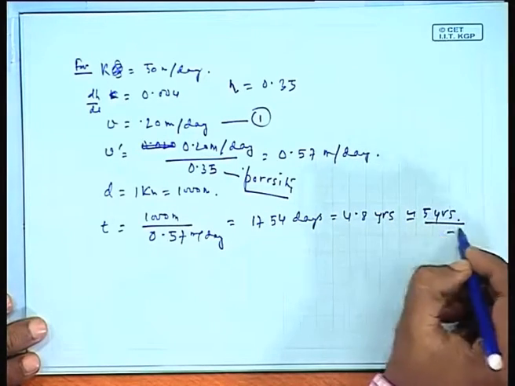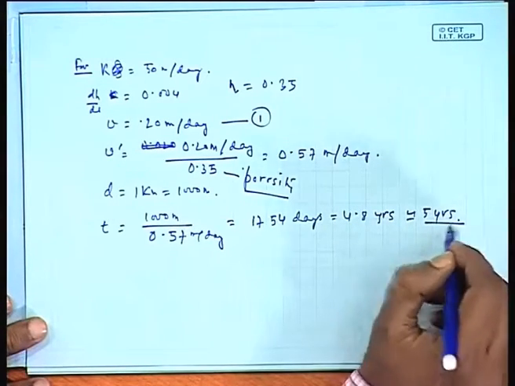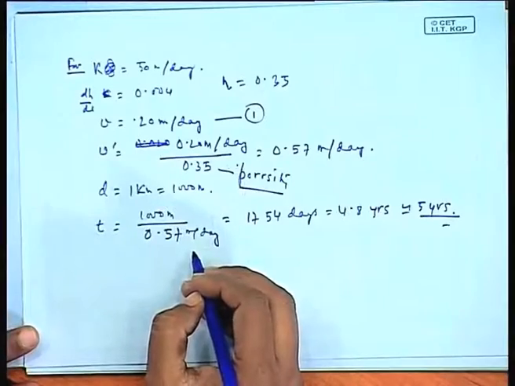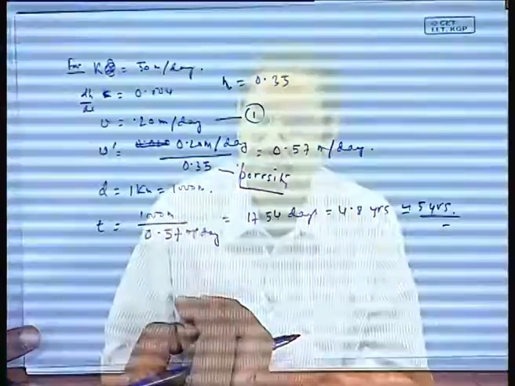Why I have done this exercise is only to show that the groundwater flow is at a very slow speed. To travel 1 kilometer, it would take 5 years. Naturally, under typical conditions, it would take about 5 years to travel in a particular flow condition.